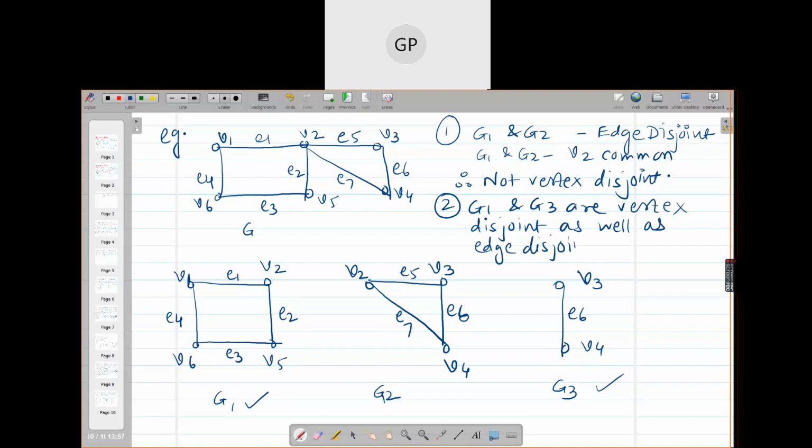This will never happen, that the graphs are vertex disjoint but they are not edge disjoint. This will never happen. If the graphs are vertex disjoint, they have.